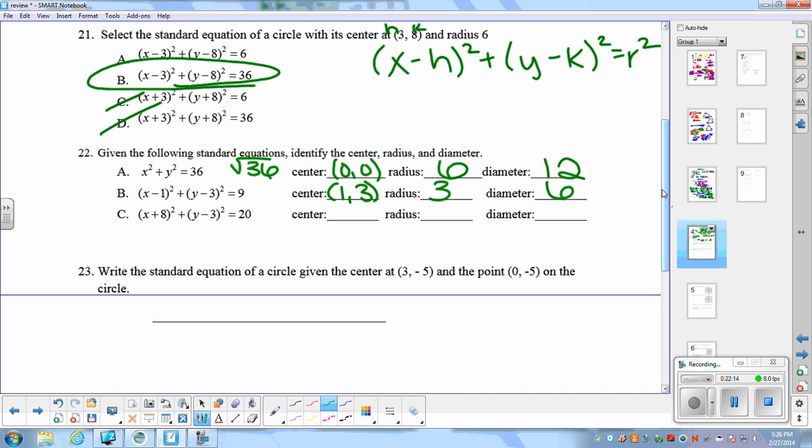Next one, we have x plus 8. So we know our h was a negative, negative 8. And y minus 3. So we know our y value, our k, was positive. Our radius is going to be the square root of 20, which as a decimal is 4.472. If you left it as the square root of 20, that was fine. If you left it as square root of 20, your diameter then is 2 times the square root of 20. And if you have the decimal, your diameter is 8.944.